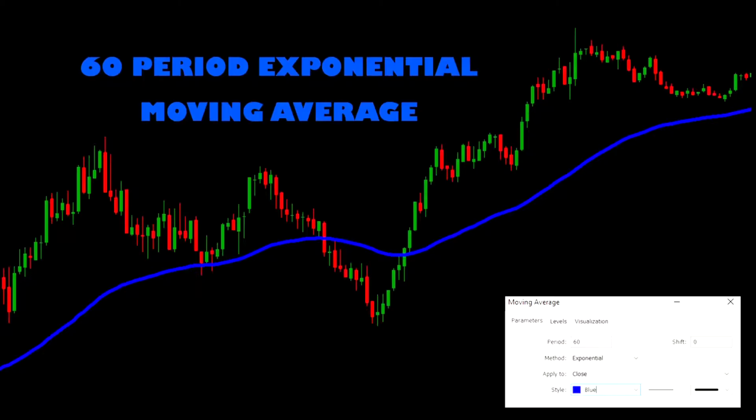The EMA, it appears like this on your price chart, and with ours we're taking a price average of over 60 periods. That exponential part means that it gives greater weighting to the more recent price data and therefore less weighting to that old data.